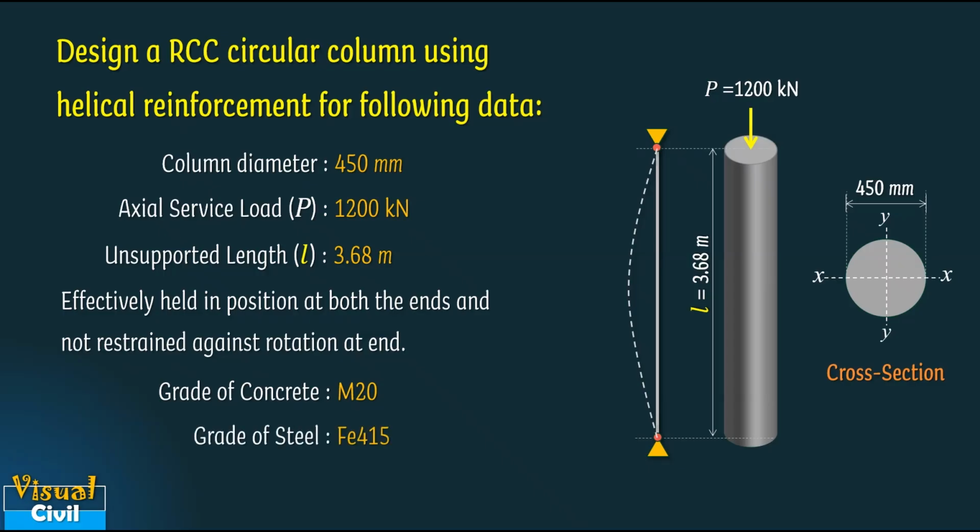Step by step, we will check slenderness limit, minimum eccentricities and determine the required reinforcement details. By the end of this video, you will have a clear understanding of how to design a circular column with helical reinforcement under axial load conditions.